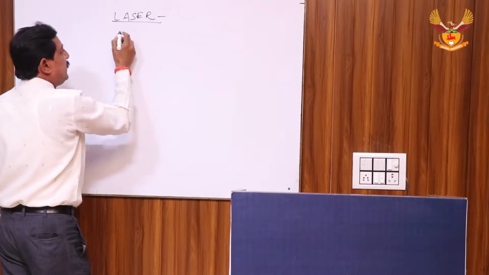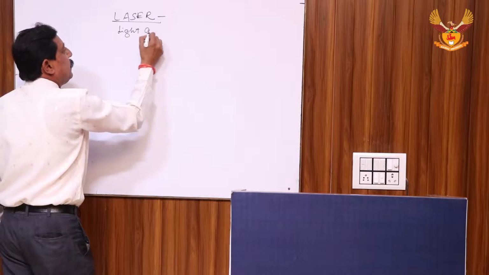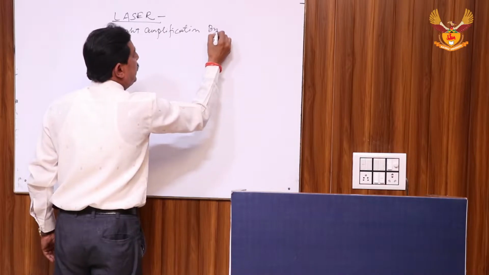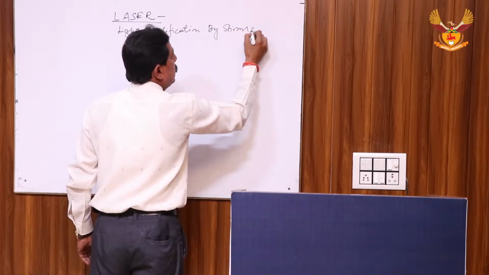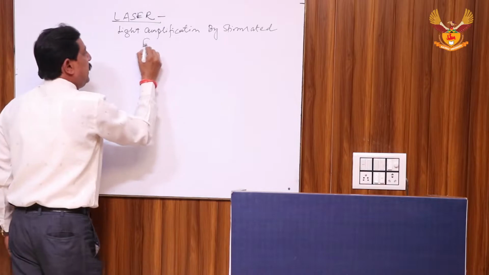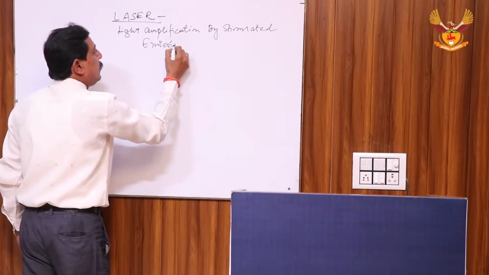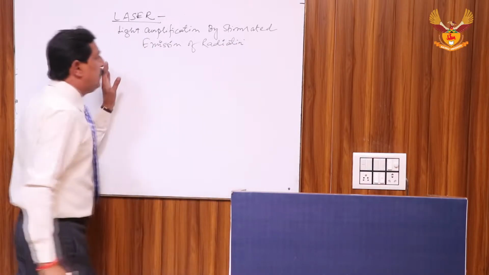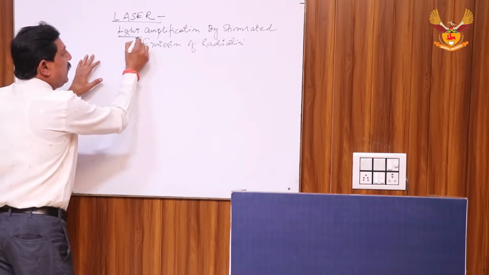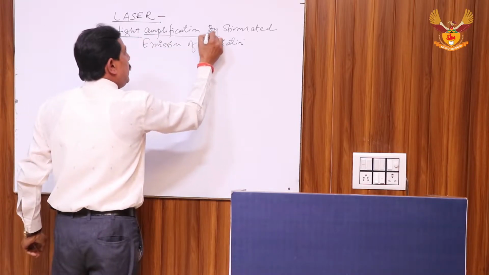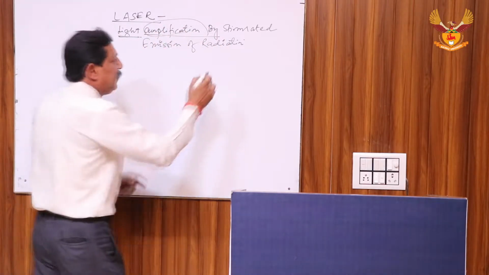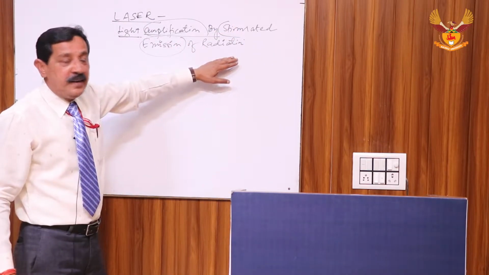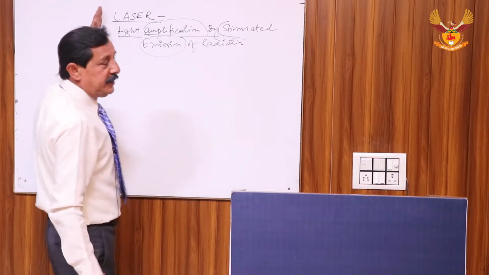Laser, the full form of laser is light amplification by stimulated emission of radiation. This is all about laser. We know simple light; we have to amplify the light, the normal light energy, with the help of some process called stimulation, and we get a new beam of light, called radiated light, which is called laser.